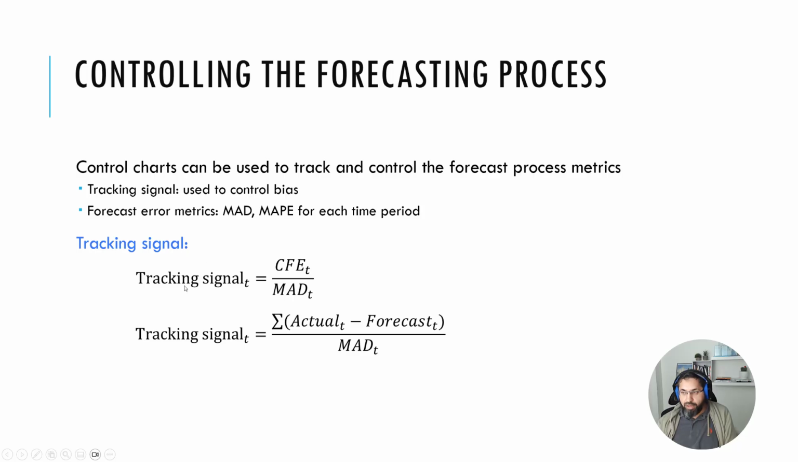When the tracking signal goes too high or too low, it could be positive or negative bias. You know that something has gone off, and you have to review the assumptions of your forecasting method, see whether the trend has gone away, or if the trend has changed, or seasonality has appeared or disappeared or changed in some way, and so you need to update your forecasting method because the current one has bias in it.